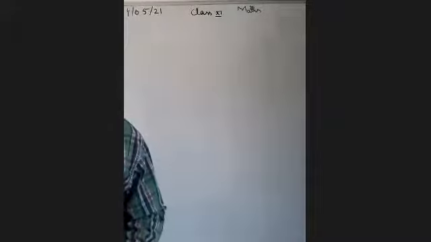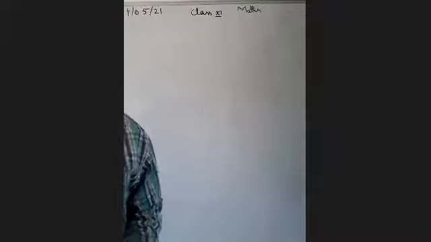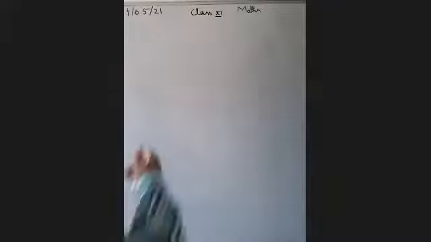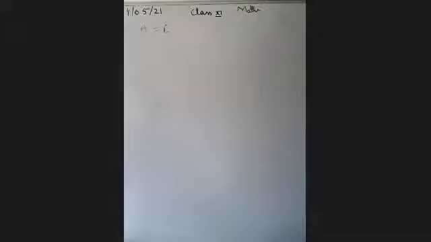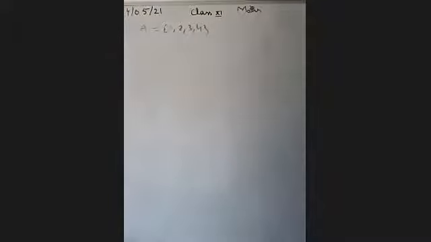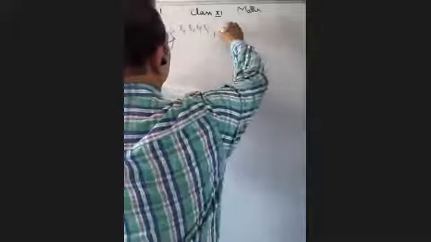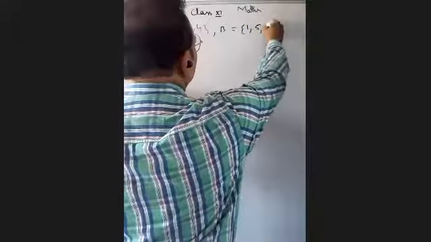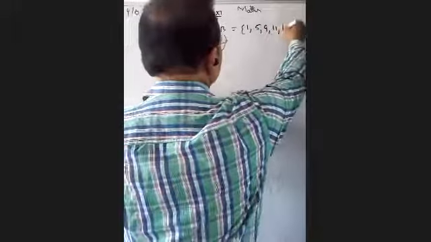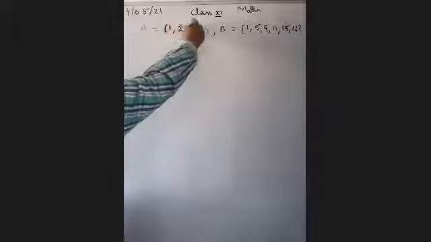In question number 10, they have given you two sets, A and B. Set A has elements 1, 2, 3, 4, and set B has elements 1, 5, 9, 11, 15, 16. These are your elements.